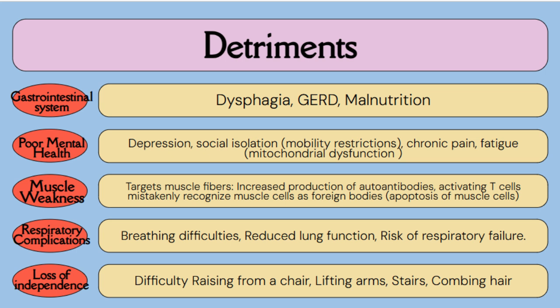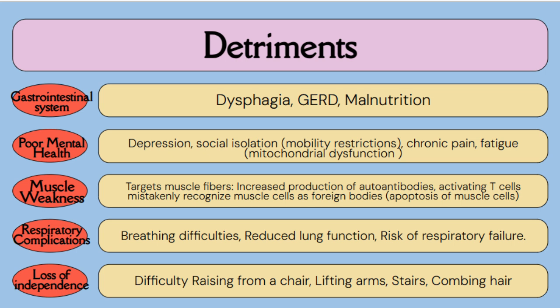dysfunction. Within the muscle fibers, PM can cause increased production of antibodies, and the T cells mistakenly recognize muscle cells as foreign bodies, which causes muscles to atrophy or die. PM individuals can also experience respiratory complications, which can cause breathing difficulties, reduce lung function, and in extreme cases can cause complete respiratory failure.